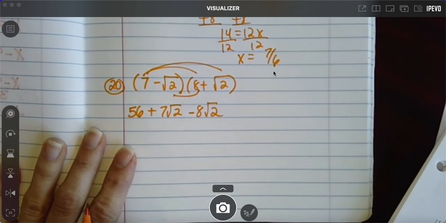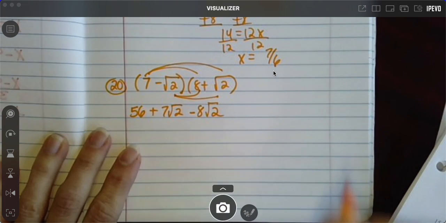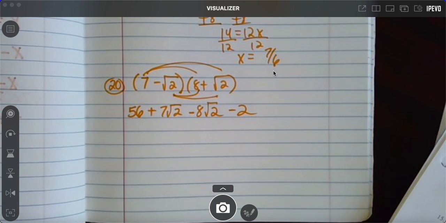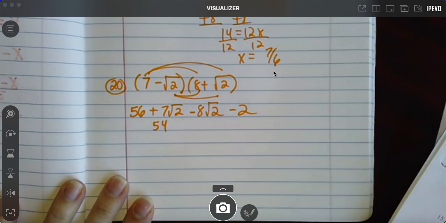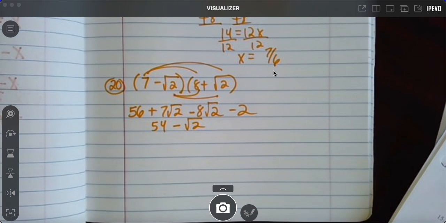Is everybody good so far? And then what's this negative square root of 2 times the positive square root of 2? -2. Then we only have one more step. We combine our like terms. So what's 56 minus 2? And then what's 7 square root of 2 minus 8 square root of 2? -1 square root of 2, or you can just put minus square root of 2. I don't care if you put the 1 in front of it.